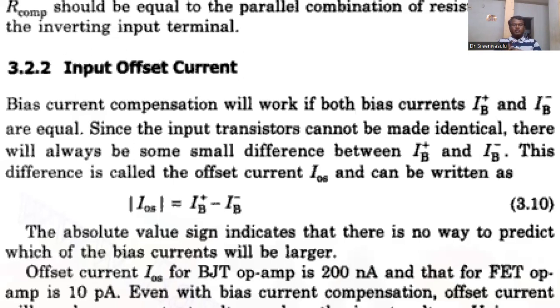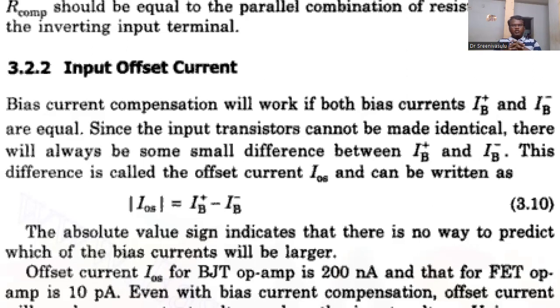Today, we are going to discuss the DC characteristics of op-amp. Under this, about input bias current, already we discussed in the previous video. Next one is input offset current.